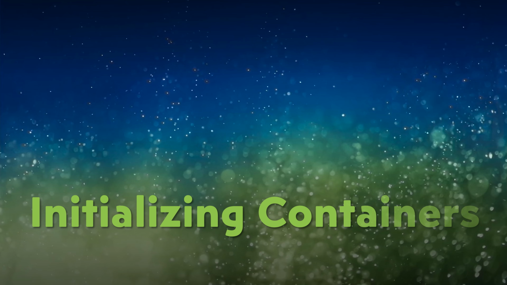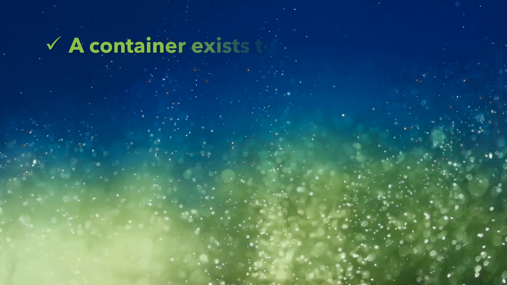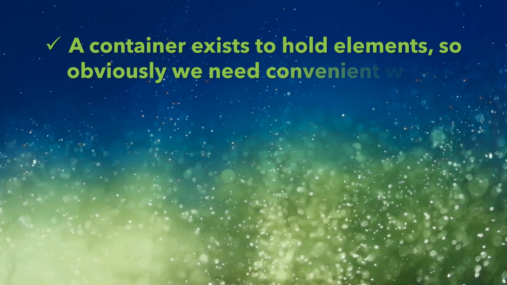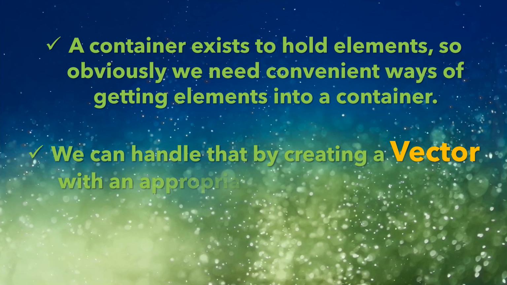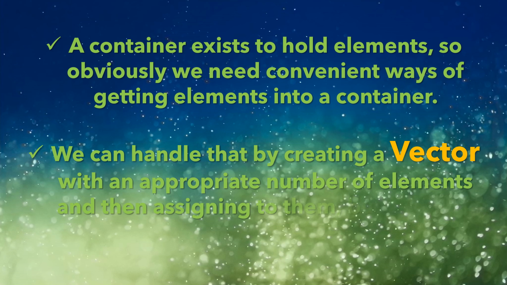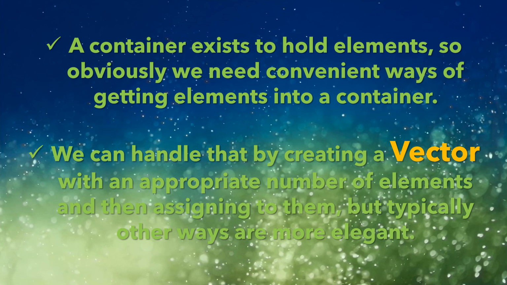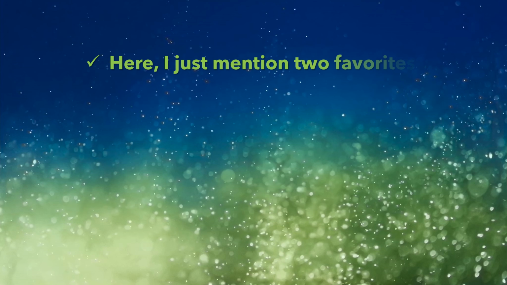Initializing containers. C++, abstraction mechanisms. A container exists to hold elements, so obviously we need convenient ways of getting elements into a container. We can handle that by creating a vector with an appropriate number of elements and then assigning to them, but typically other ways are more elegant. Here, I just mention two favorites.